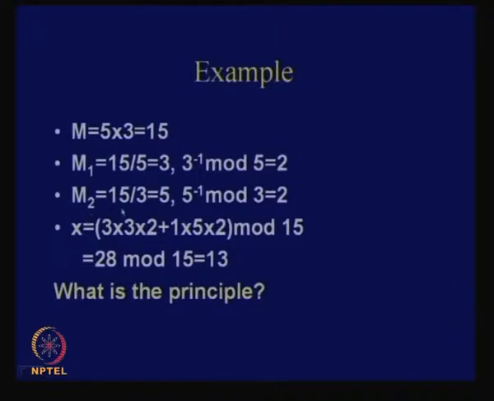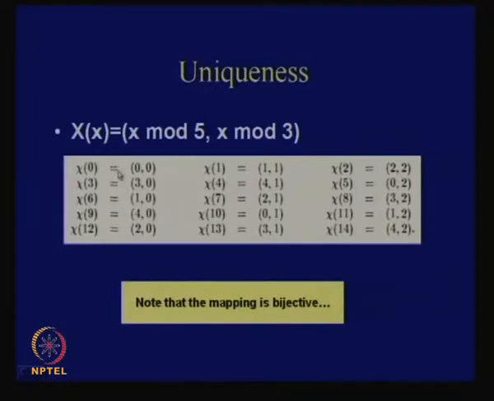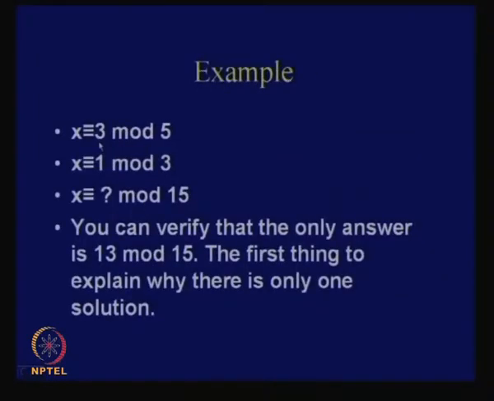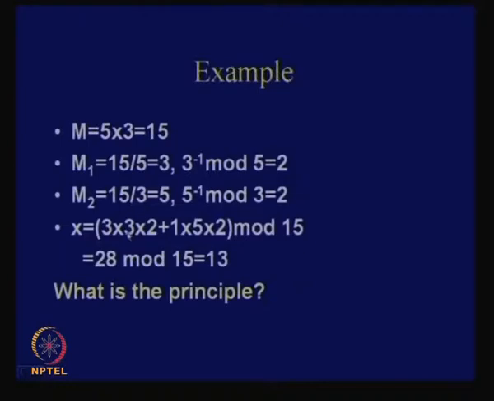Similarly, you compute m2 by dividing 15 by 3 and you get 5, and you compute 5 inverse mod 3, which is also equal to 2. So x, which is the actual thing you want to compute, will be equal to: take the remainder 3, multiply it with 3 and multiply it with 2. Similarly, take 1, multiply it with 5 and multiply it with 2. This works out to 28, and 28 mod 15 is equal to 13.